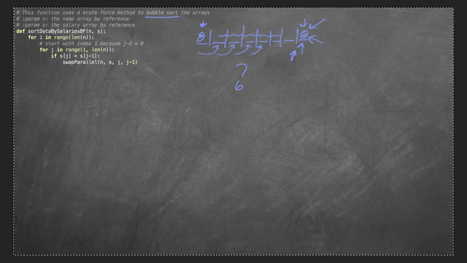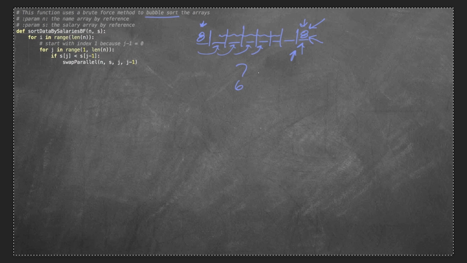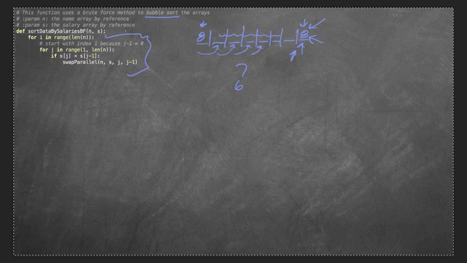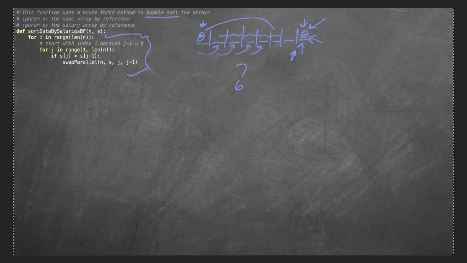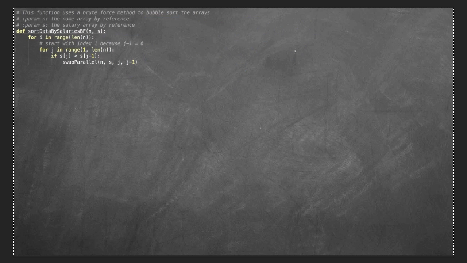The next time through, it'll be the length of n minus 2. The next time through, it'll be the length of n minus 3, and so on and so forth, because every time the outer loop happens, we know that the next largest number ended up in the next cell. I'm hoping that that kind of makes sense to you. If it doesn't, no big deal.